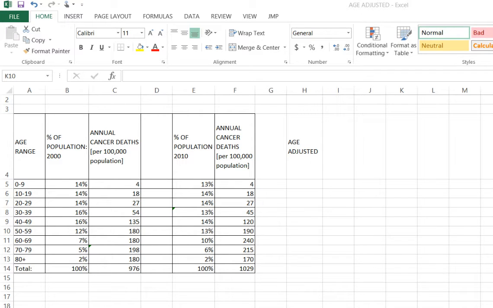So I've had some questions about how cancer incidence and death rates are actually age adjusted. Remember that cancer typically is a disease of old age. In other words, as people age, their risk of developing a cancer increases significantly, right?